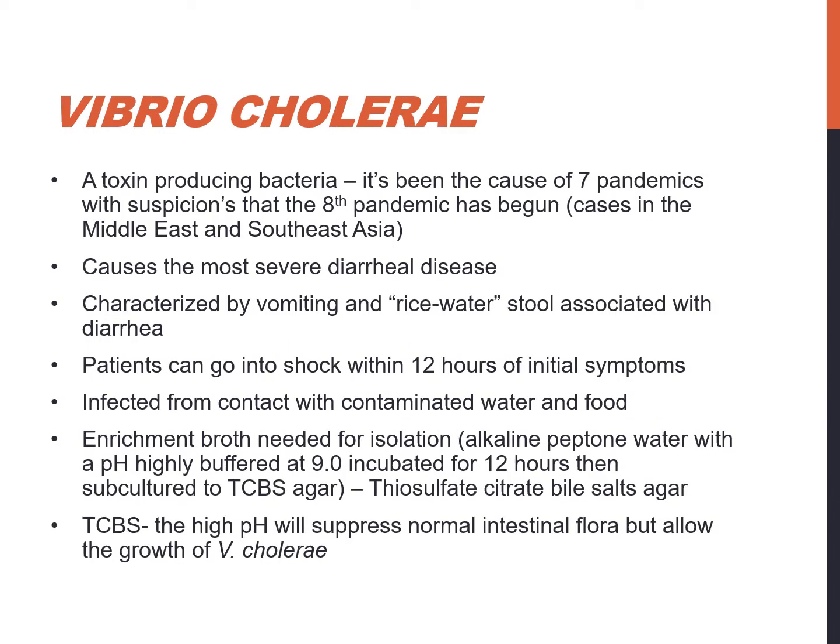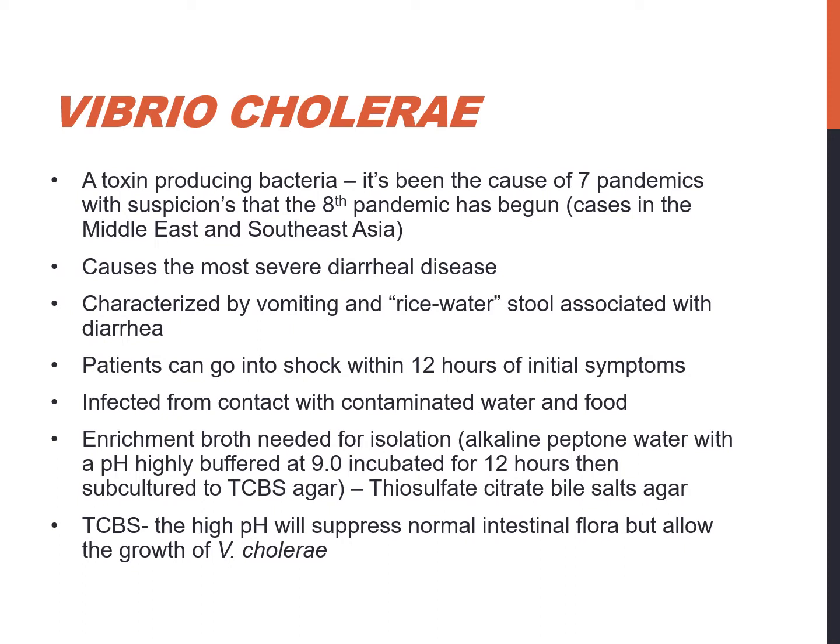Vibrio cholerae is the next organism I want to talk about, especially because we are in the midst of a current pandemic. This is a pandemic that's been going on since 1961. Several hundred thousand deaths have occurred because of the pandemic in Africa and India, and 2.9 million people are affected every year by Vibrio cholerae. This is a toxin-producing bacteria. It's been the cause of seven pandemics, with us currently being in the eighth pandemic. It causes the most severe diarrheal illness.